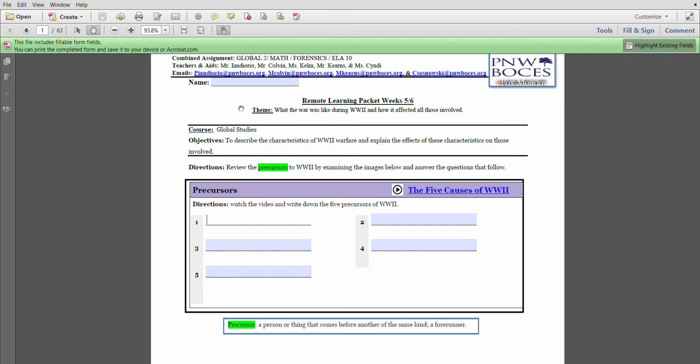Right, the theme for this week, or these 2 weeks, is what the war was like during World War II and how it affected all those involved. The first course, as always, is Global Studies, and the objectives are to describe the characteristics of World War II warfare and explain the effects of those characteristics on those involved.